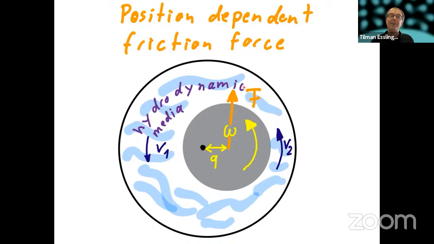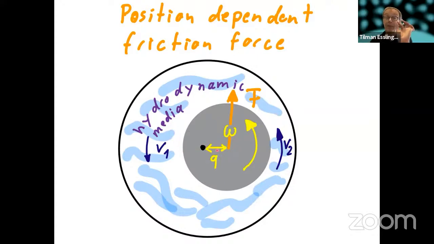So imagine you have a shaft, that's this outer circle, filled with a hydrodynamic medium, okay? And now you have a disk which is rotating, okay? So the disk is rotating, and that will lead to friction forces with this hydrodynamic medium. And if you start rotating at the center, then you have an instability.